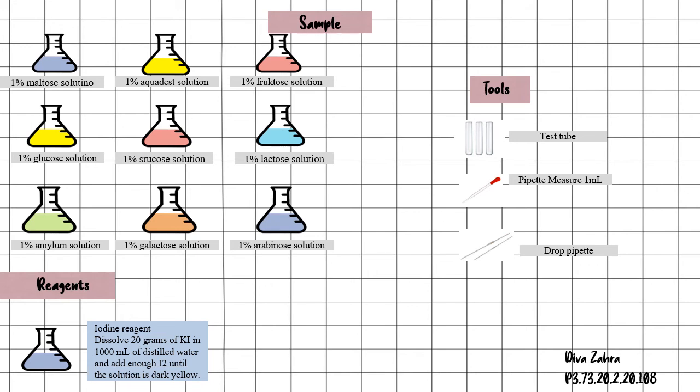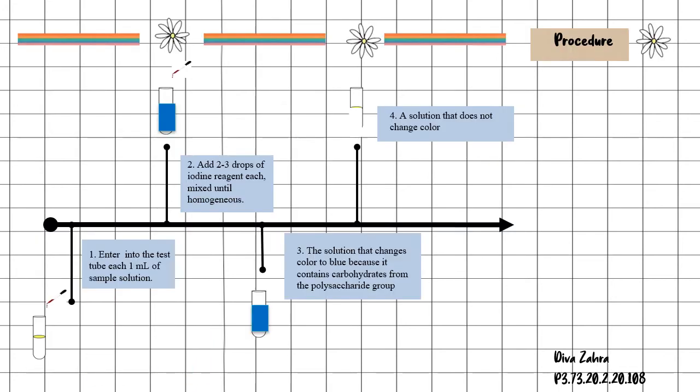Next are the reagents. The iodine reagent is made by dissolving 20 grams of KI in 1000 ml of distilled water and adding enough I2 until the solution is dark yellow. And next are the tools. The tools are test tube, 1 ml measuring pipette, and drop pipette.